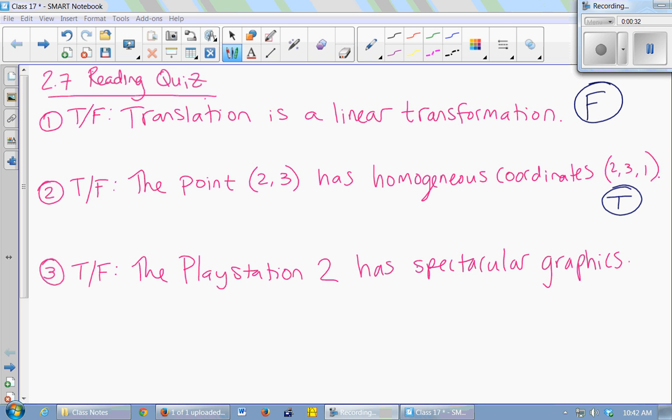So we're just saying, rather than working in the XY plane, we're going to work 1 unit above the XY plane.